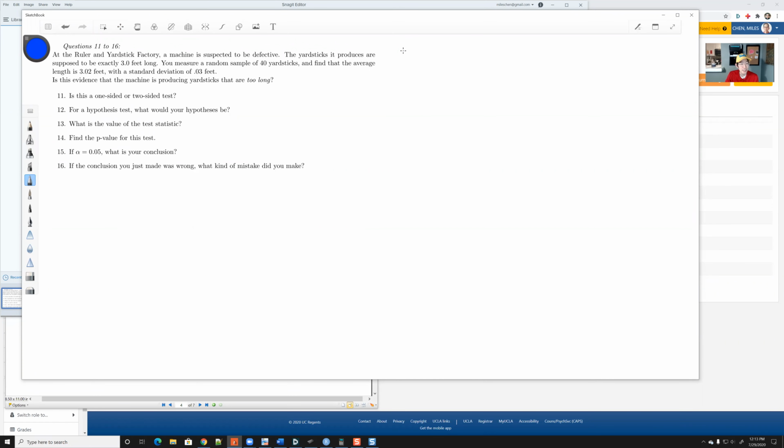All right, so let's look at this. Ruler and yardstick factory machines suspected to be defective. The yardsticks it produces should be exactly 3.0 feet long, and you measure a sample of 40 yardsticks and find that the average is 3.02 feet, with a standard deviation of 0.03 feet. Is this evidence that the machine is producing yardsticks that are too long?